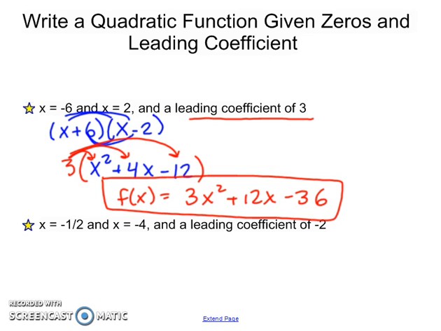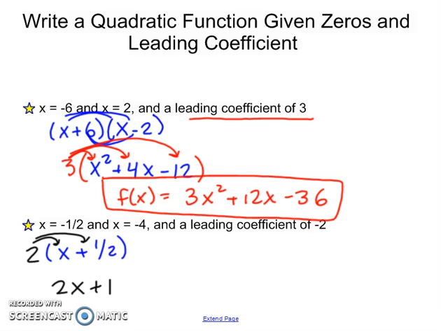Okay, so let's look at the next example. x equals negative a half. So again, opposite sign. So we're going to have x plus 1/2. But remember, we don't want to have fractions in our problem. So we need to multiply by the denominator to get rid of it. So our denominator here is 2. So I'm going to multiply by 2. So I'm going to end up with 2x plus 1.